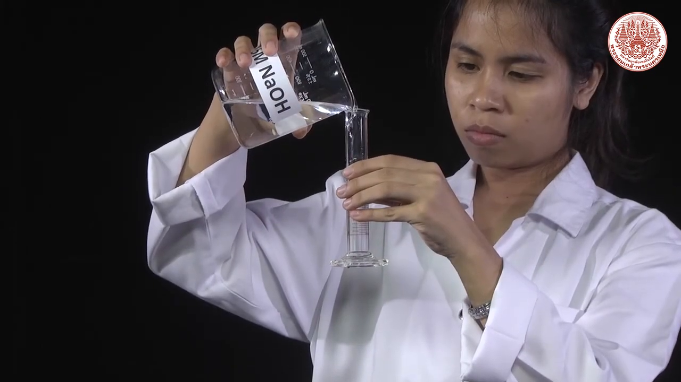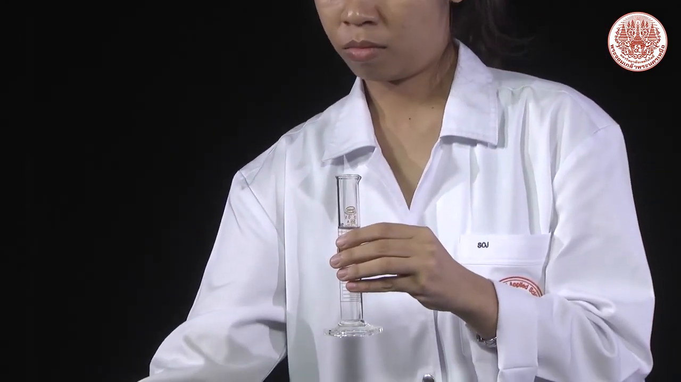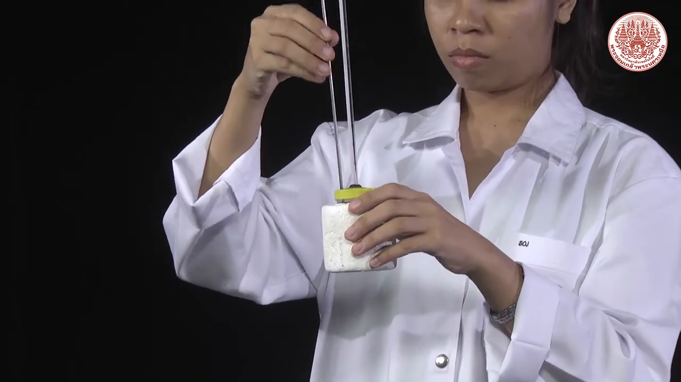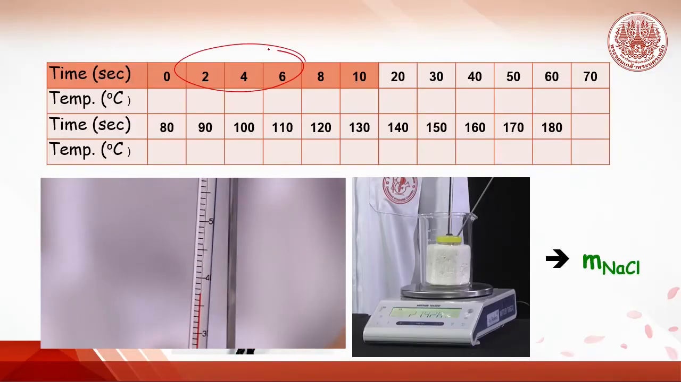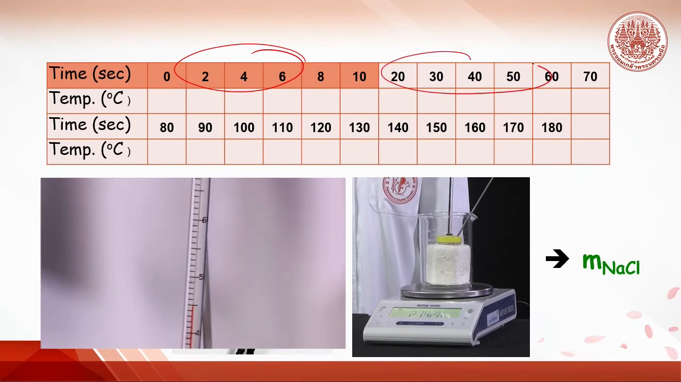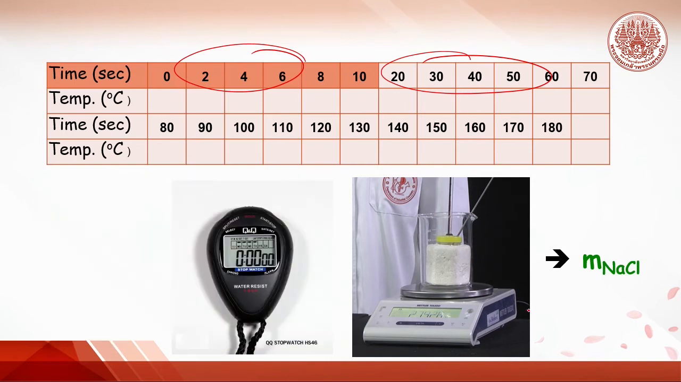Get 25 ml of sodium hydroxide using a graduated cylinder. Immediately pour the sodium hydroxide solution into the calorimeter. Stir and record the temperature every 2 seconds in the first 10 seconds and every 10 seconds for 3 minutes or until steady temperature is obtained. Record the weight of calorimeter set containing products, sodium chloride and water.